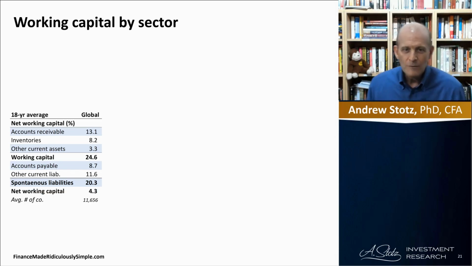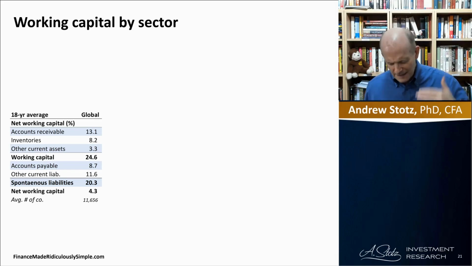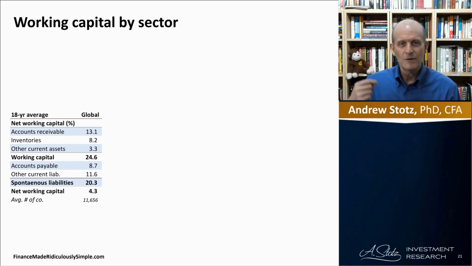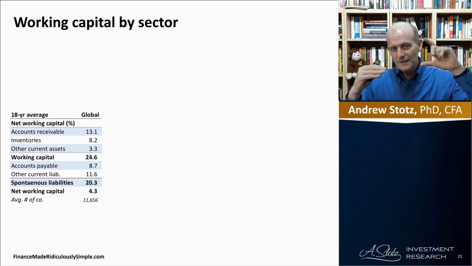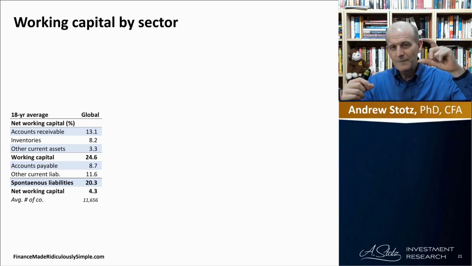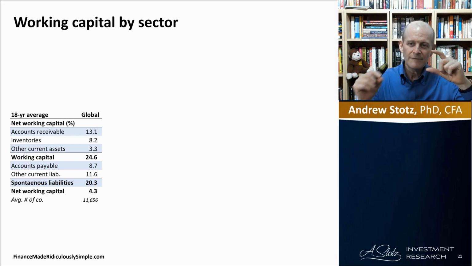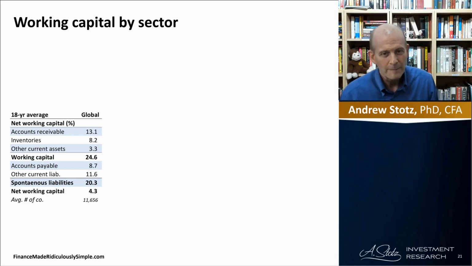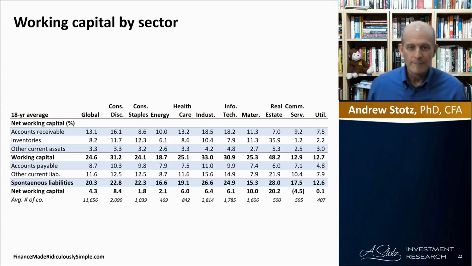And then finally, we would subtract the spontaneous liabilities from the working capital and end up with 4.3. And that tells us that the average company over the last 18 years has not had enough spontaneous liabilities to finance all of the working capital. And the result of that is that they have to finance part of that by borrowing money or from equity.